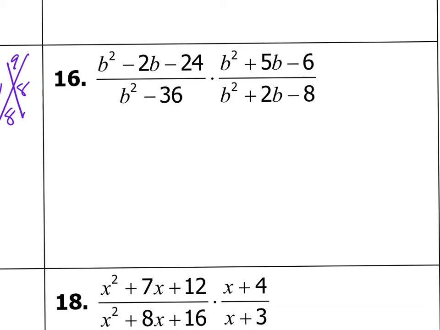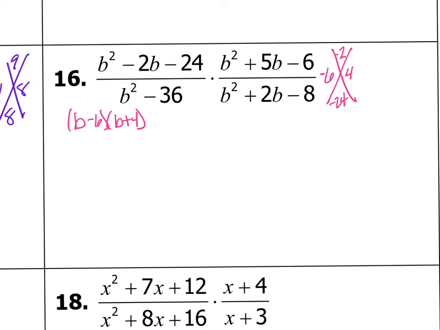So this one, it looks like in number 16, all 4 of them need to be factored. So we're going to start with the upper left side, and I need 2 numbers that multiply to be negative 24 and add to be negative 2. Well, there's lots of numbers that multiply to be negative 24, but in this case, I think we're looking at 6 and 4. They're 2 numbers apart from each other, and I want a negative 2, so I think that's going to be negative 6. So I've got b minus 6 times b plus 4.